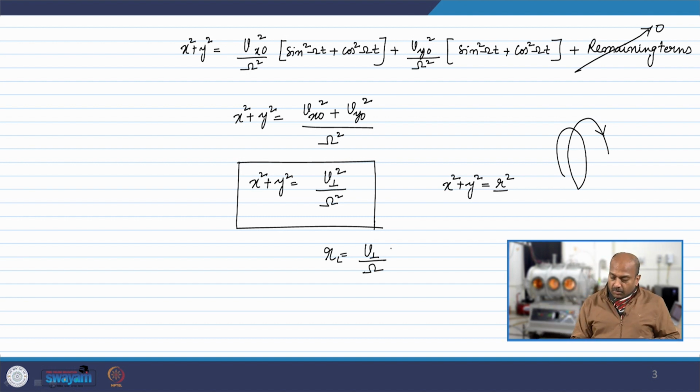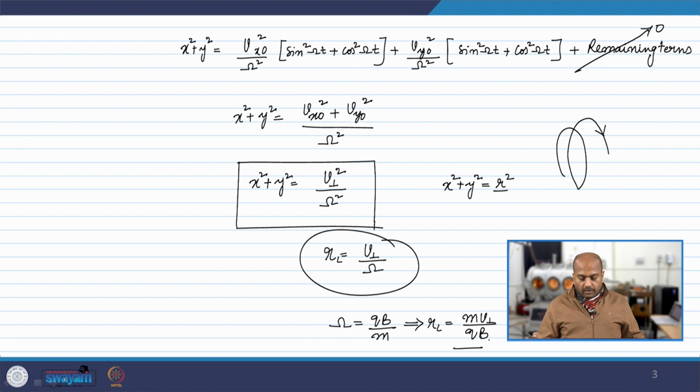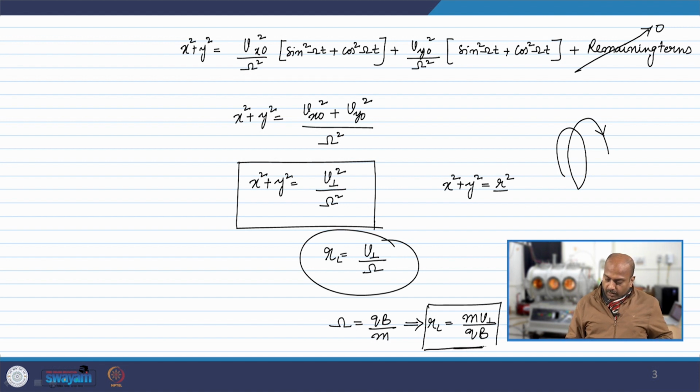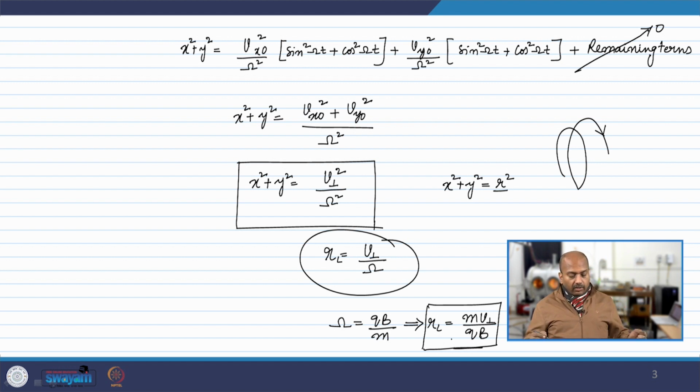But for now we have established that the radius of gyration will be v perpendicular by omega, right? So we know that omega is qB by m. Using this, we can write the radius of gyration as m v perpendicular by qB. So here we can understand a few very important conclusions. One, depending on the mass, the radius of gyration will change, and depending on the strength of the magnetic field also, the radius of gyration will change.